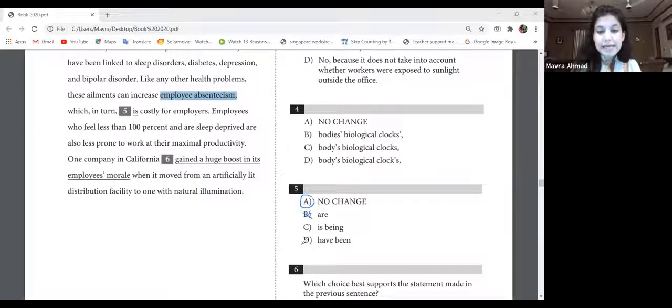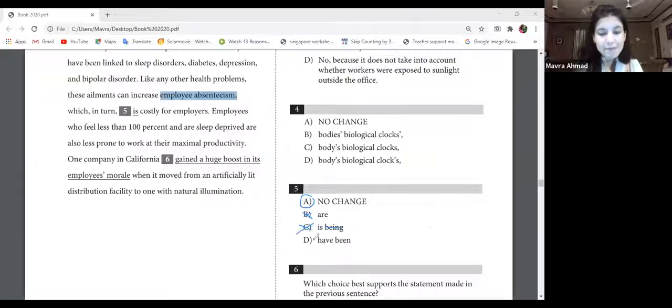Then C is being. अब देखते हैं is being हमारे लिए correct हमें sound करे या नहीं. These ailments can increase employee absenteeism, which in turn is being costly for employers. Once again, we don't need to make it overworded, keeping in mind economy of expression, keeping in mind concise style of writing and reading. We need to make sure कि being हम यहाँ add ना करें, इसको overworded ना करें. So C is not the right answer.